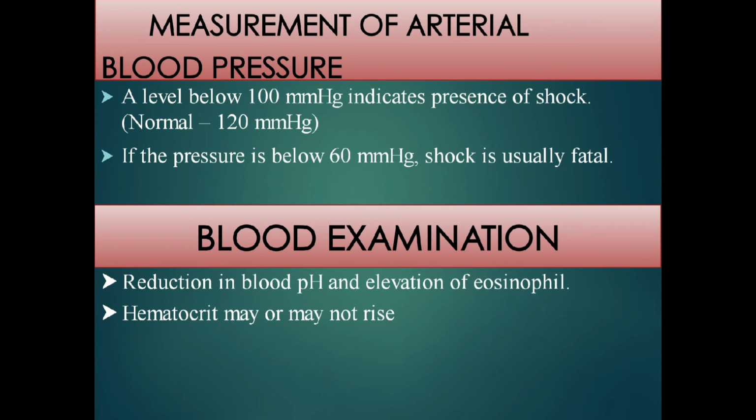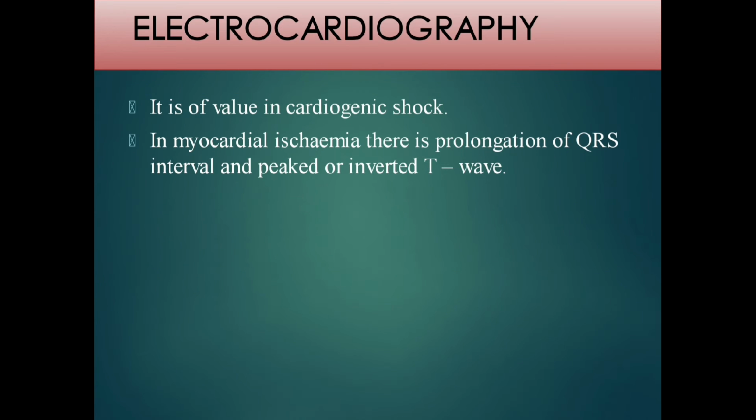Coming on to blood examination, there is reduction in the blood pH, that is acidosis, and elevation of eosinophil count. The hematocrit may or may not be increased. Creatinine and blood urea nitrogen levels are elevated, while the total protein may not be altered in all cases of shock. Coming on to electrocardiography, it is of value in diagnosis of cardiogenic shock. In myocardial ischemia, there is prolongation of the QRS interval and peaked or inverted T wave.